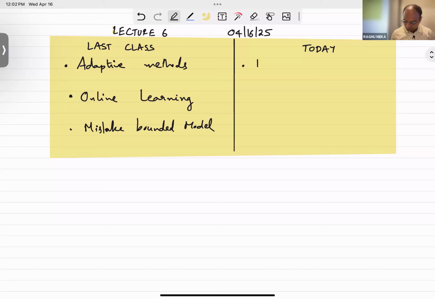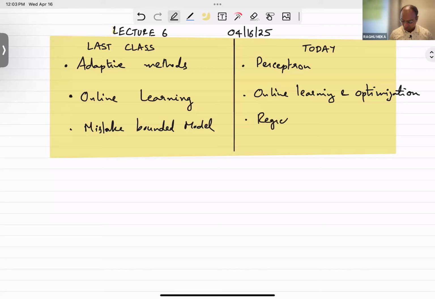Today, what I'll do is, we'll look at why perceptron works when you have margin. And then maybe briefly talk about the connections between online learning and optimization. And then we'll switch to a topic which is much more widely used, that is regret minimization, and one of the very important algorithms called the multiplicative weights update method. Okay, so these are the things that you want to do.